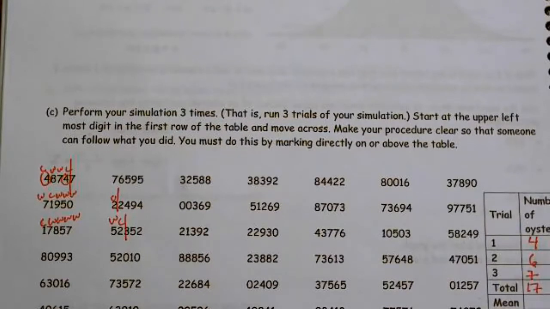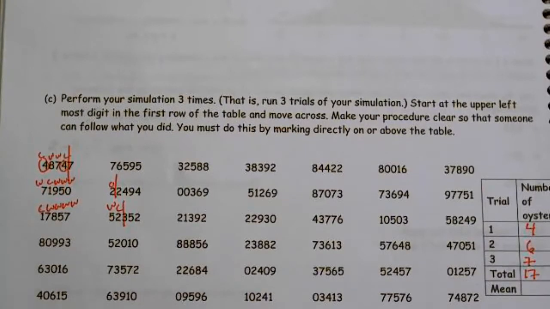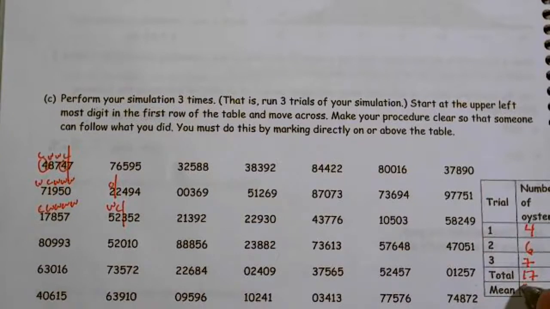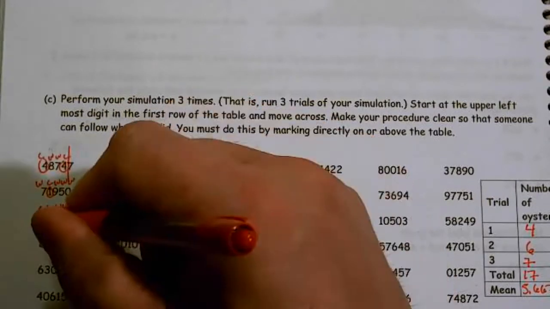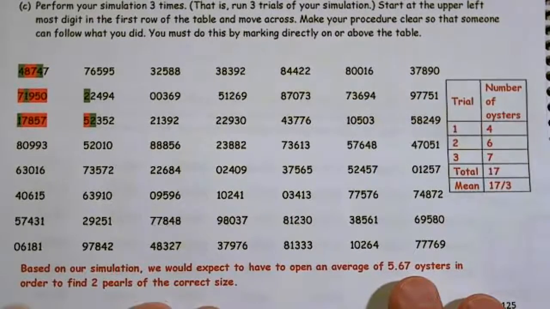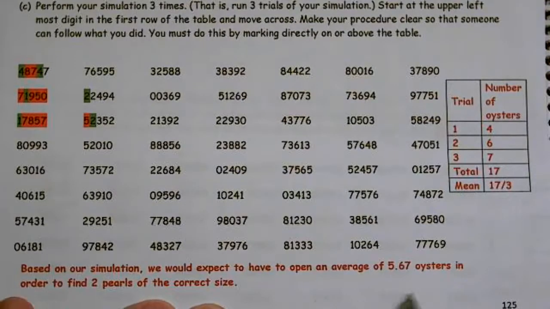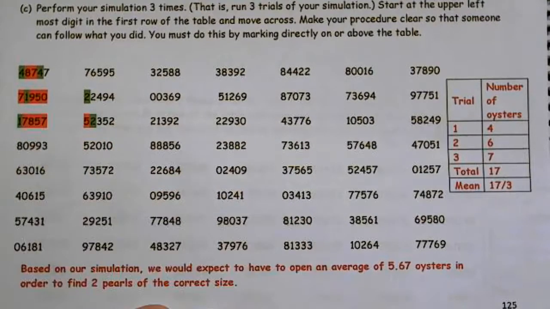And by the way, they won't give you this table. I just made it up to make it easy for us. And I take 17 and divide it by 3. And I find out that I need 5.667. I'm going to go back and circle my correct oysters. All right, so based on our simulation, we would expect to have to open an average of 5.67 oysters in order to find 2 pearls of the correct size. And by the way, I highlighted in green the ones that were the correct size, and the red is the wrong size. Okay, so that's part A, B, and C, and then we have part D.